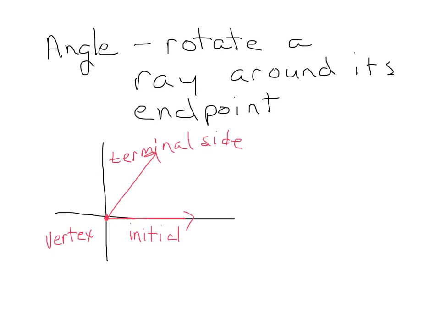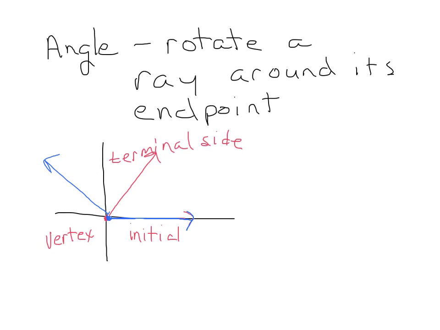We could have another angle in standard position. I'll just change colors. Again, its initial side would be on the positive x-axis, but maybe its terminal side would be in the second quadrant. That would be the terminal side. Remember, that is an obtuse angle, between 90 and 180 degrees. The red angle is an acute angle, between 0 and 90 degrees.